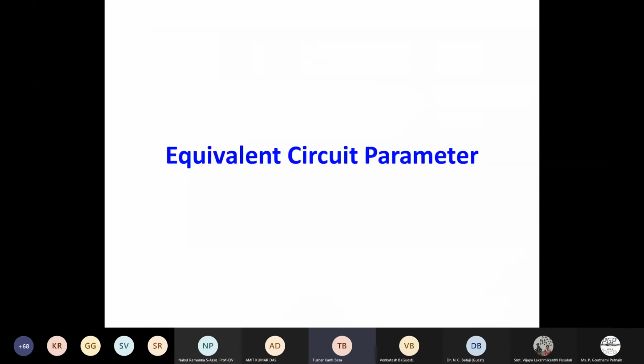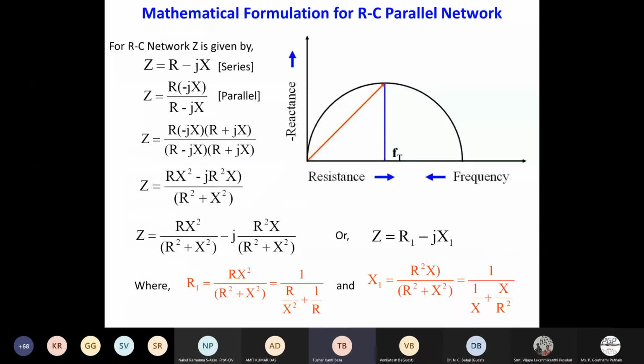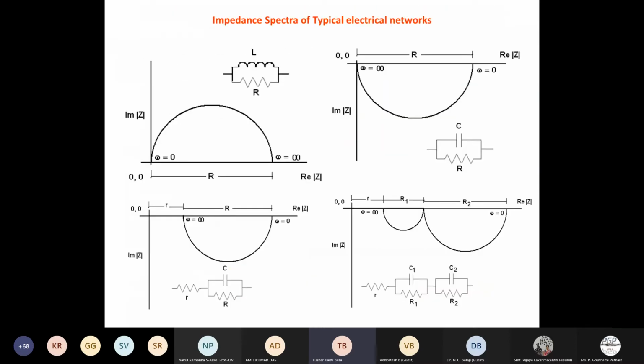There are several theories, so I will skip that. So how the circular path comes, depending on the circuit combination, the arc will come. If an inductor is there, then the arc will be in the positive axis, and if there is a capacitor, it will be in the negative axis. And if there is any resistor connected in series, the starting point of the arc will be away from zero, but if there is no series resistance, it will start from zero. So these are the theories.